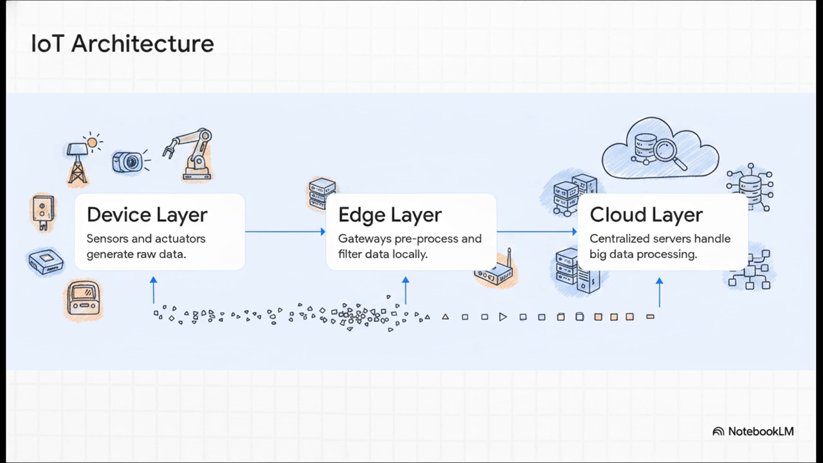Moving up, we hit the edge layer. Think of the edge as your local desk editor. Instead of just flooding the higher-ups with every tiny detail, edge gateways pre-process and filter the data right there locally. And finally, the good stuff reaches the cloud layer. This is the big, centralized newsroom where the heavy-duty data processing, storage, and complex AI logic actually happen.